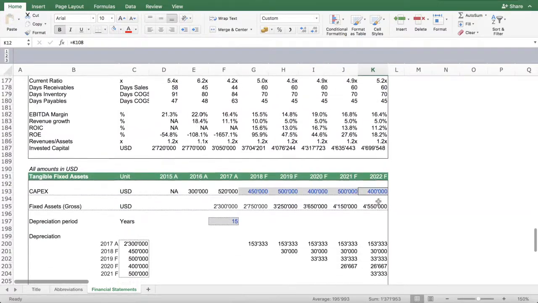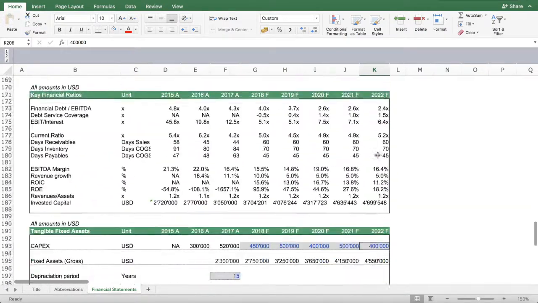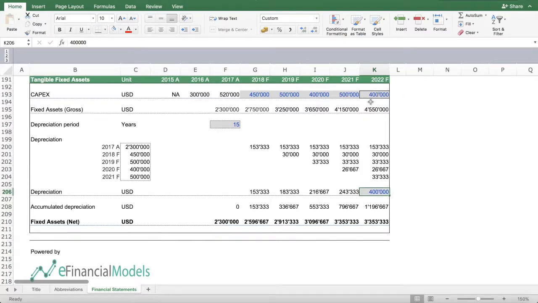And for this normalized year, you also need to do some checks. You need to make sure that the relationship between CapEx and depreciation makes sense. It's nearly the same, or if not, CapEx is a bit higher if your business is growing.